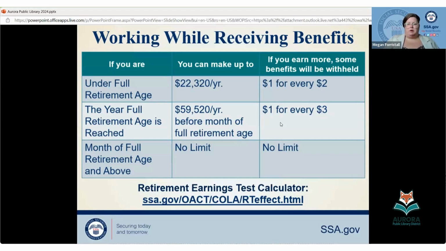all calendar year. But we do have another test we can use in the month we file, and that's the monthly test. And what that is, just taking that yearly number and dividing it by 12, that's $1,860.